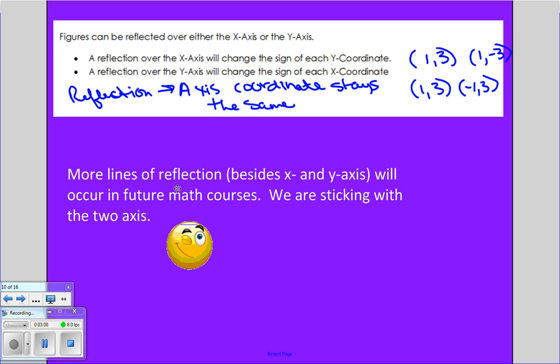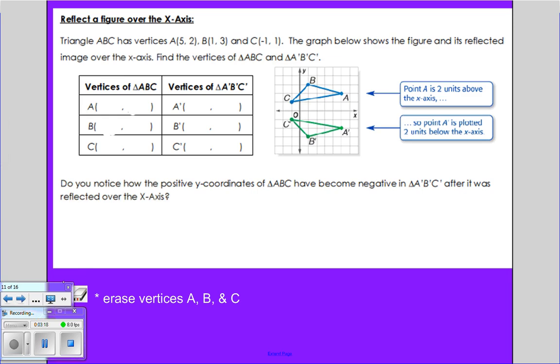Okay, there are more lines of reflection besides just the x and y axis, which you'll talk about in future math courses, but for this year we're just talking about the x and the y axis reflections. Okay, so reflecting a figure over the x-axis. Here we have triangle ABC. This is the original triangle because down here we have A prime, B prime, C prime.